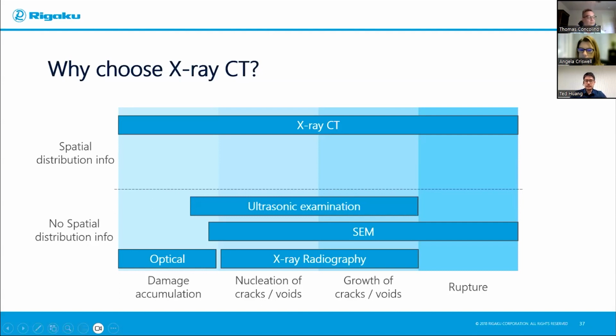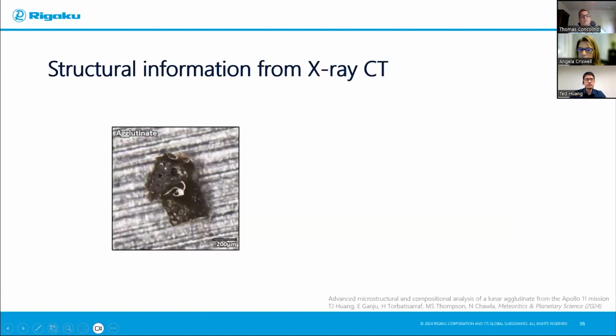With this, these are the categorizations of all these techniques. How about some actual examples? I'm claiming X-ray CT can give you all this good structural information. Let's look at some examples of what kind of structural information X-ray CT can provide you.